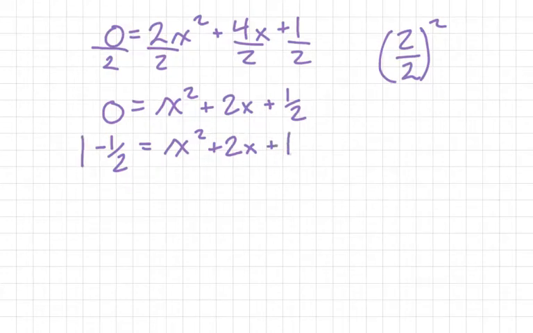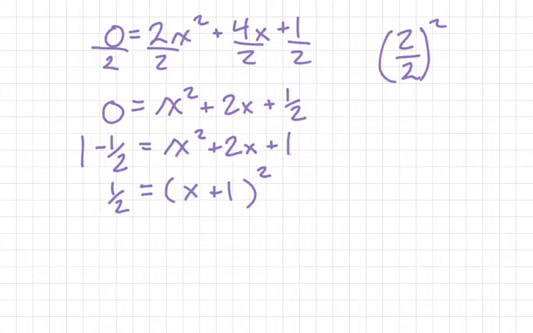Okay? Now, I can factor this. This is factored into x plus 1 squared. On the left, we have 1 minus 1/2 is 1/2. All right? Now we take the square root of both sides. So we're going to get the square root of 1/2 plus or minus is equal to x plus 1.